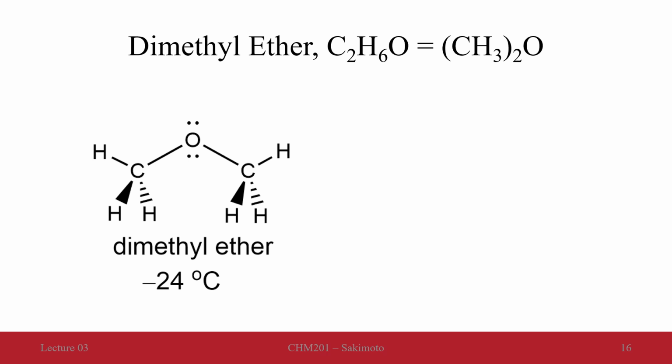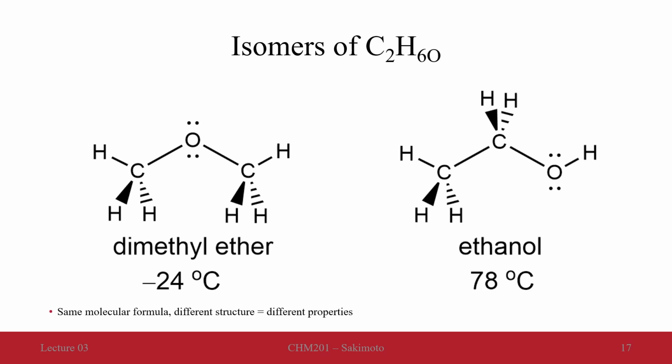But we see the different solutions to the same molecular formula, giving different isomers. That should be C2H6O, not H60. These two different structures, same set of atoms, same satisfaction of the octet rule, give very, very different structures.